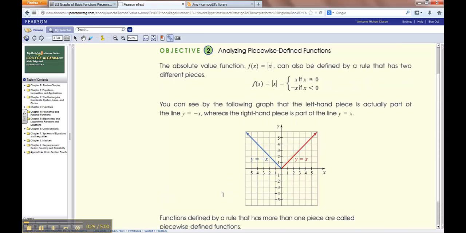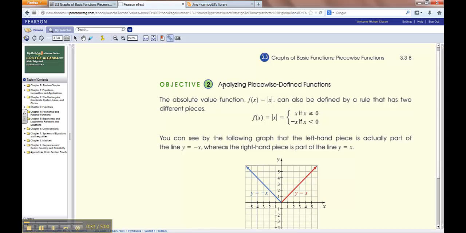Now, the first thing it starts with is an example of a piecewise defined function, and it's the absolute value function. I'm sure everybody's seen absolute value before, but maybe nobody's seen it this way. This is the actual official definition, and I don't know why they don't typically teach this in high school. So let's look at it.